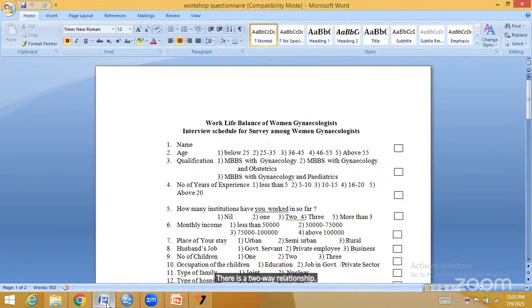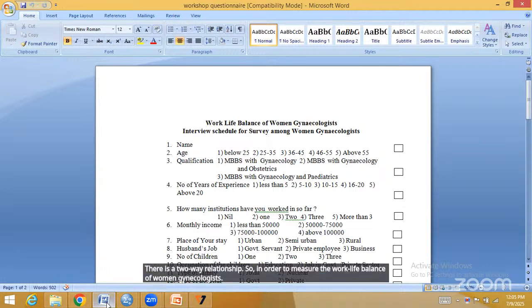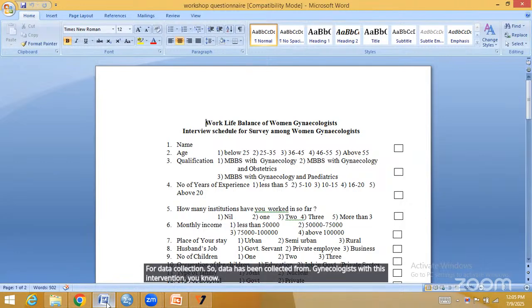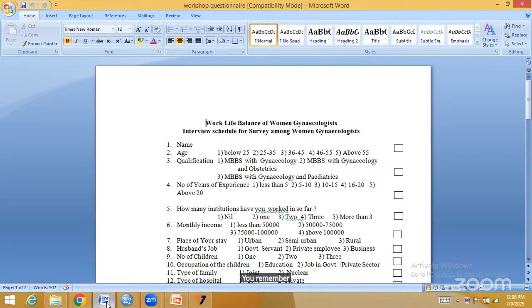So in order to measure the work-life balance of women gynecologists, one interview schedule was constructed or designed by the researcher for data collection. So data was collected from gynecologists with this interview schedule or this questionnaire. You remember one thing? Interview schedule, questionnaire, observation, interview. These are the normally used methods for collecting primary data.